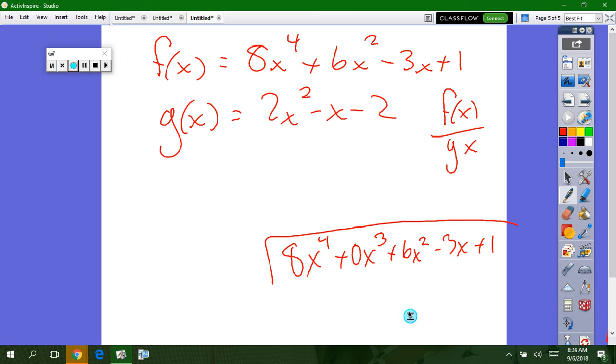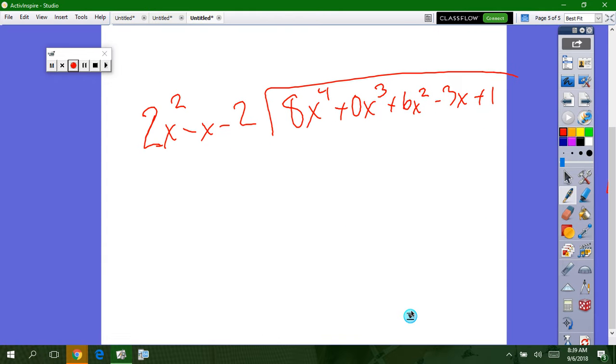And we're dividing by 2x squared minus x minus 2. Okay, that's our goal. You guys ready to kick trash and take names? I do every day of my life.